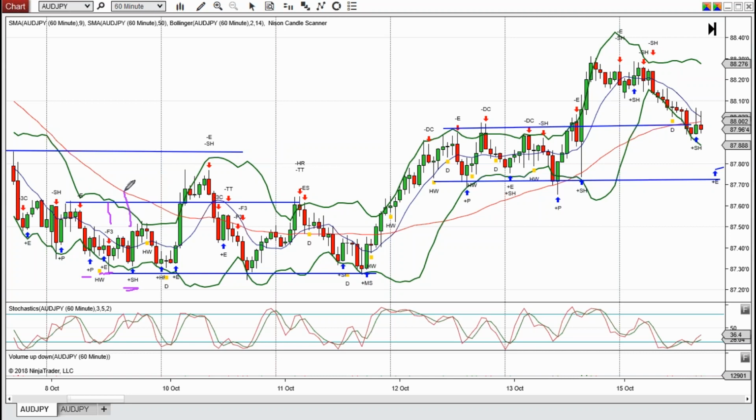With the Nison Candle Scanner, the signals are already up on top for you. You can see exactly what the candle patterns are. You don't have to second guess. So let's say, for example, we entered on this trade, and this was on the 9th of October, and I entered at 0.8747. I'll just say 87.47 going forward.